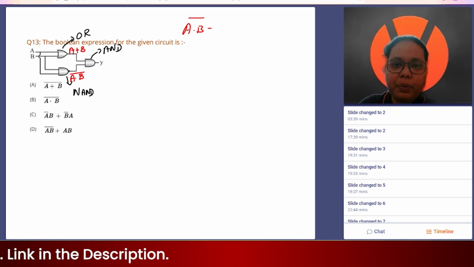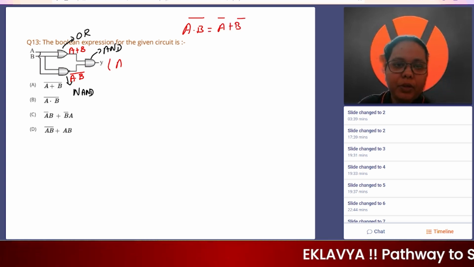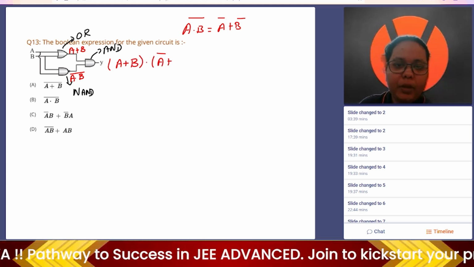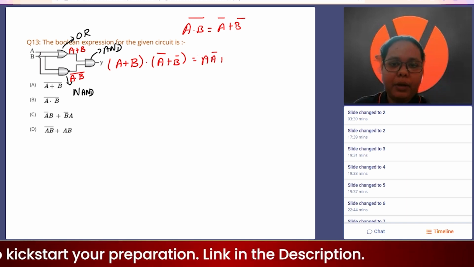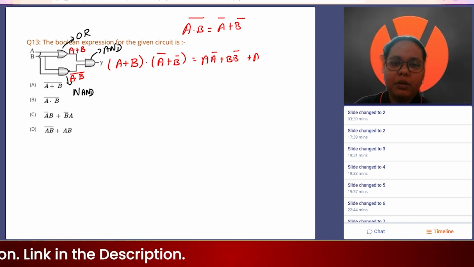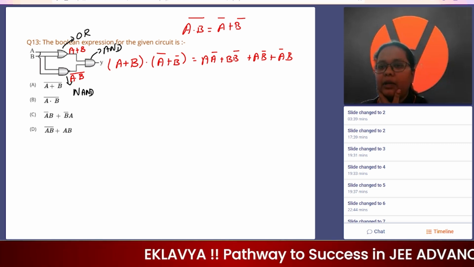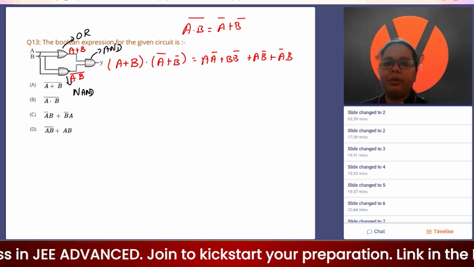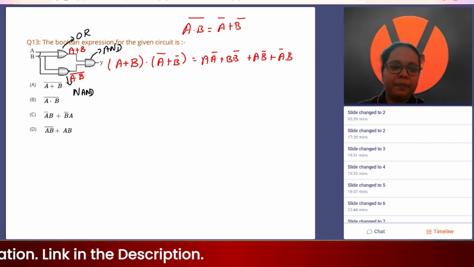So A dot B the whole bar, from De Morgan's law we know, is A bar plus B bar. So you can write the output as A plus B dot A bar plus B bar. So what you will get is A A bar plus A B bar plus A bar B plus B B bar. A A bar and B B bar are going to be 0. So the answer is A B bar plus A bar B.